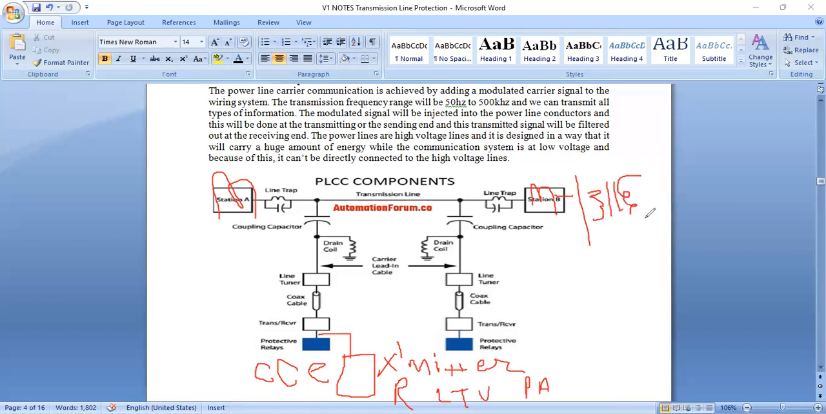Potential transformer. Then this CT secondary we have to connect with the relay unit, and PT we have to also connect with the relay unit. That means the relay is connected with the CT secondary. So current and voltage, we have to connect with the carrier current equipment.